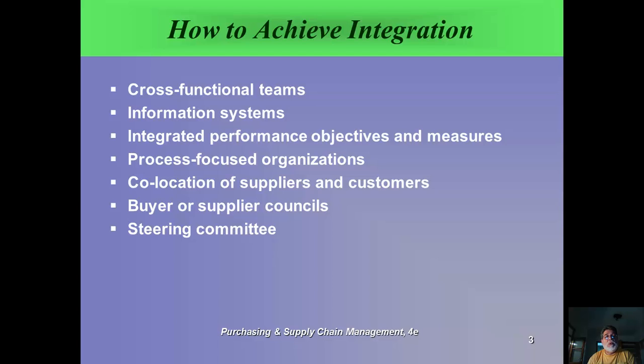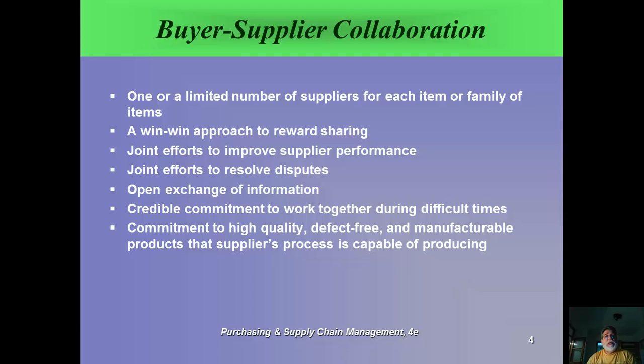And this is a kind of coordination committee or a team that has key people in the buying organization and the supplying organization, and maybe even a variety of supplying organizations. Now, buyer-supplier collaboration, that's one of our goals here, or that enables us to do this wonderful new supply chain, is one or a limited number of suppliers for each item or family of items. We are not going to have a lot of suppliers. We're going to bring it down.